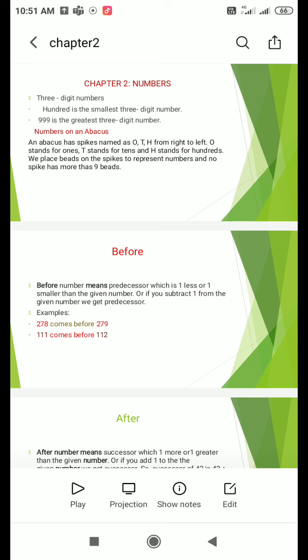If we want to write the number that comes before 279, we subtract 1 from 279 and we get 278. So 278 comes before 279. To get the number that comes before 112, we subtract 1 from 112. So we get 111.